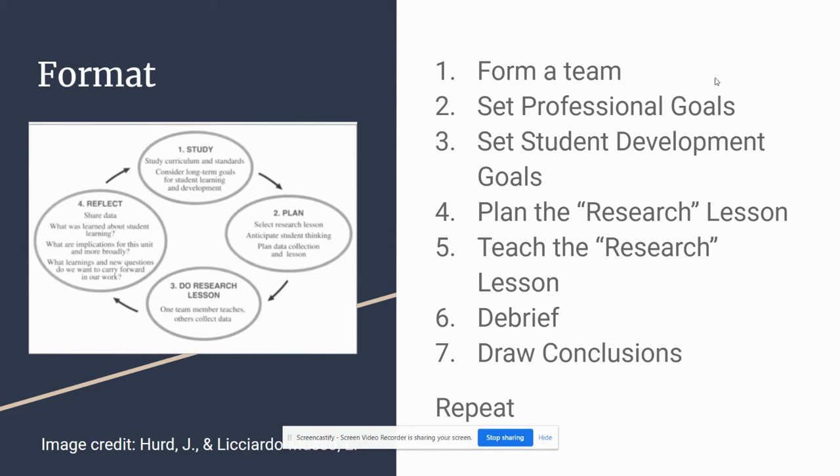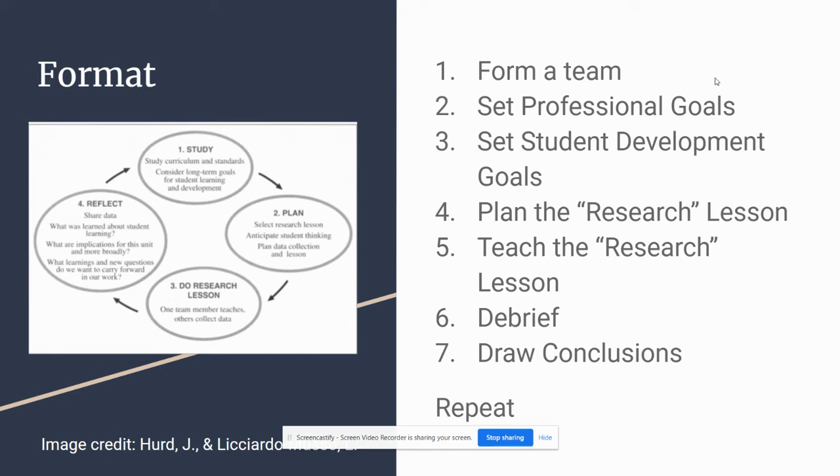After that, the observers share their data based on the intended student growth goal. Individual members will share their data that is relevant to those goals. And finally, as a group, they will draw conclusions. They will discuss, analyze the data, and conclude if the goals were met based upon that data. At that point, the process repeats again.